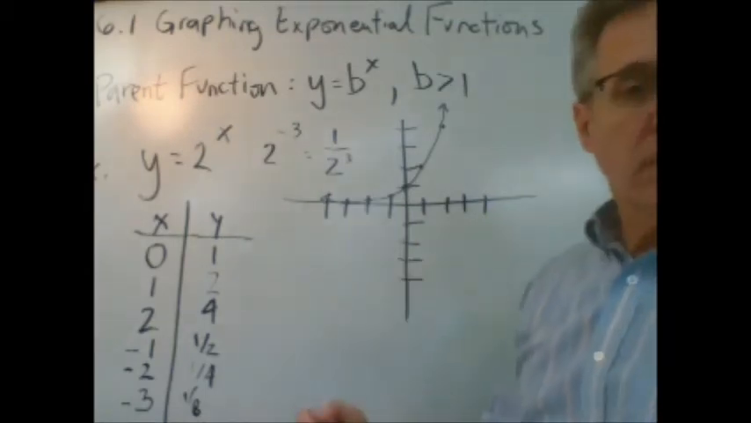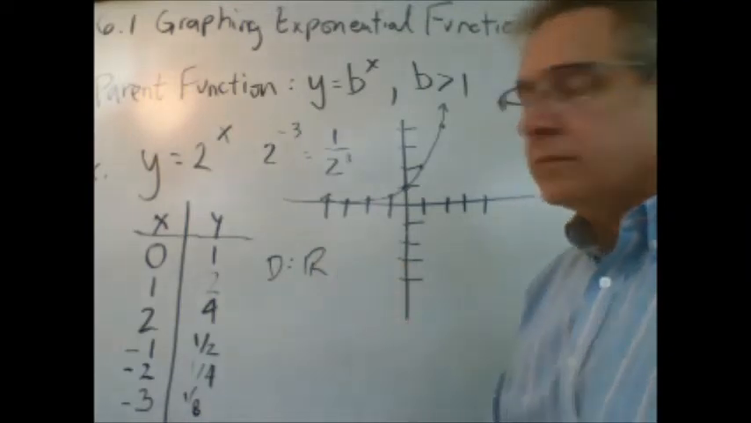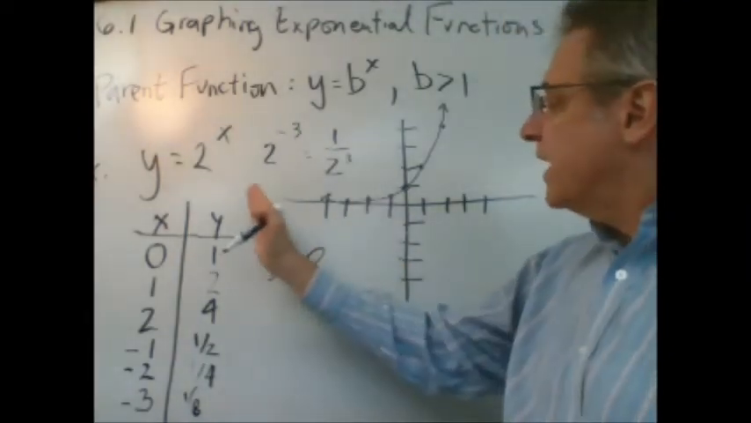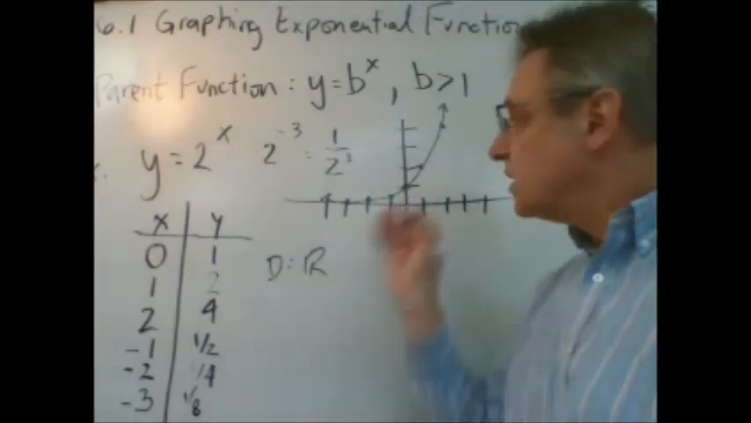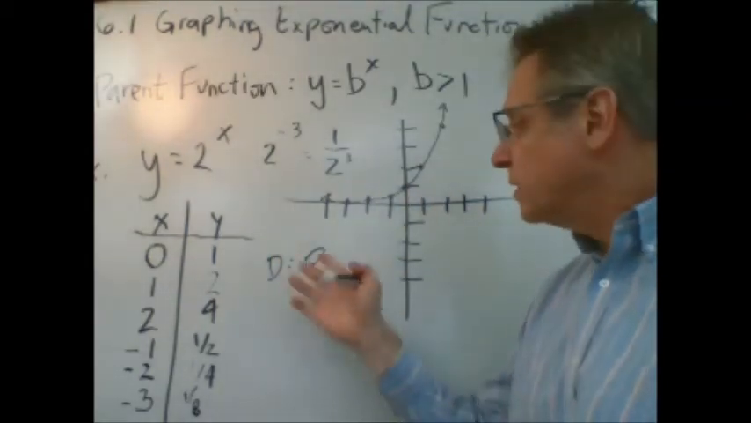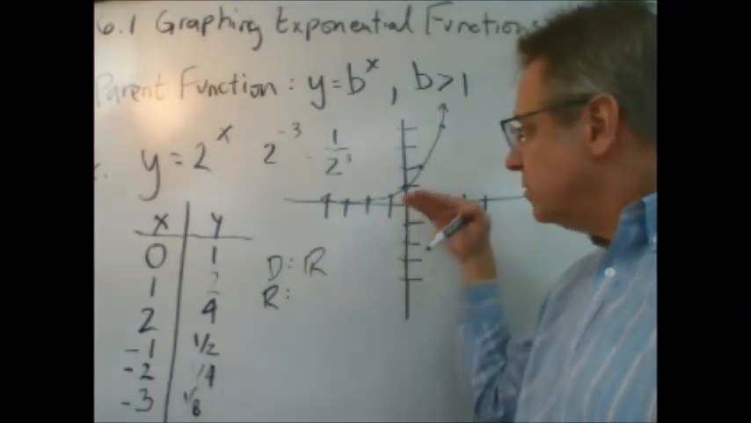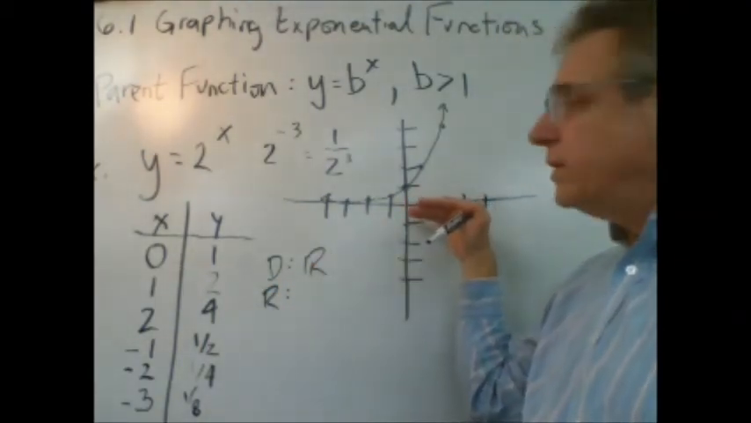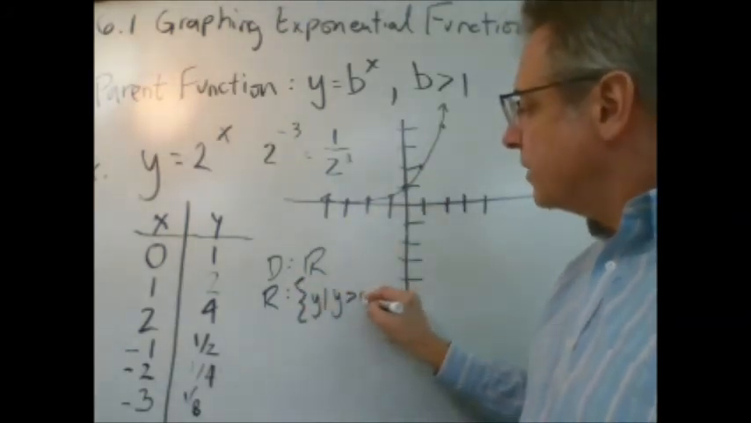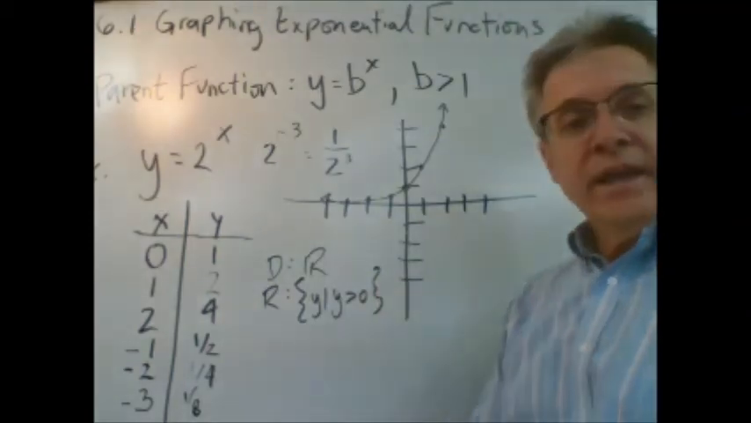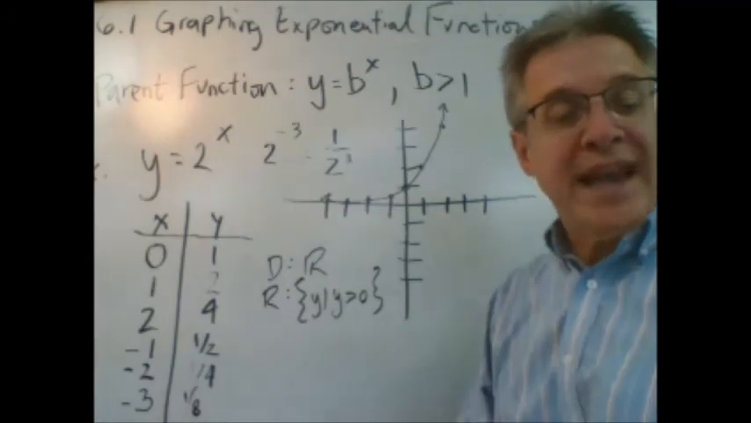Its domain is all real numbers. Any x value is good, any negative or positive x value, they're all good, so the domain is all real numbers. The range, though, appears to be limited by the x-axis here, and so it would be all y's such that y is greater than 0. It never really touches y equals 0, which is the x-axis. That will be an asymptote.